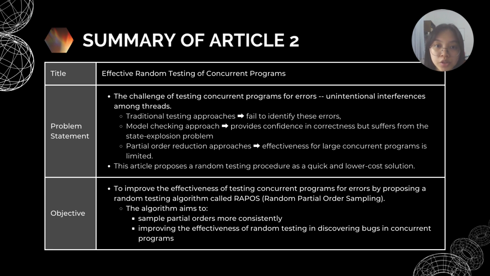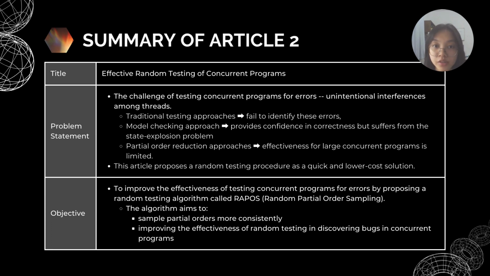Traditional testing approaches always fail to identify these errors, while the model checking approach that systematically investigates all thread schedules provides confidence in correctness, but suffers from the state explosion problem. And then, the partial order reduction approach has been proposed, but its effectiveness for large concurrent programs is limited. As a result, this article proposed a random testing procedure as a quick and low-cost solution.